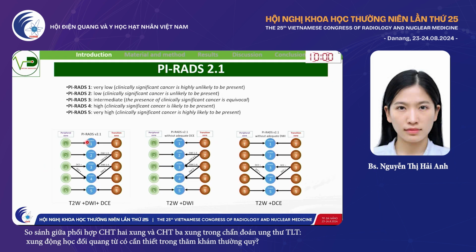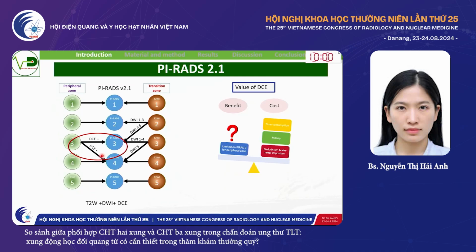PI-RADS ranges from 1 to 5, where PI-RADS 1 is very low for prostate cancer, and PI-RADS 5 is very high. This diagram illustrates how we calculate the PI-RADS score based on the image characteristics on T2, DWI, and DCE. The committee also suggests how to calculate the score when one of these sequences is unavailable. I want to direct your attention to the first diagram, which is the most important and relevant.